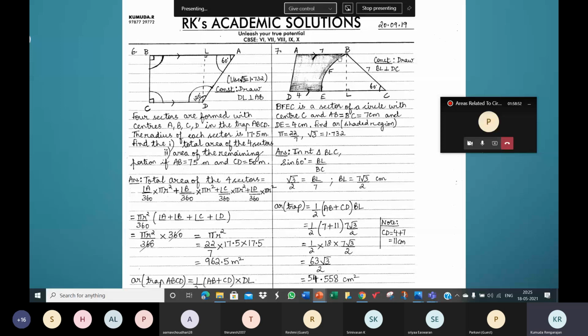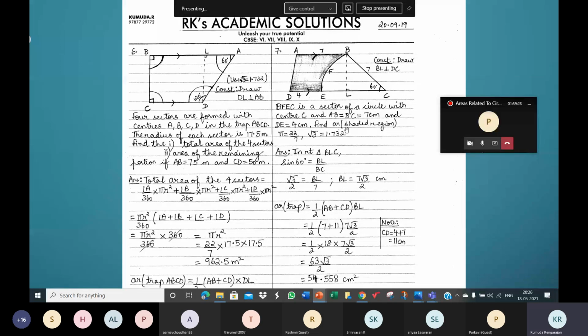BFEC is a sector. Sector angle 60 degrees, which means CB is the radius, CE is the radius. So if CB is 7, CE is also 7. It's given AB is equal to BC. That's different information, not because they're the radius. Both are equal to 7 centimeters. D is 4. CE is not given, but since we know CB is 7, CE is also 7 because of the radius.